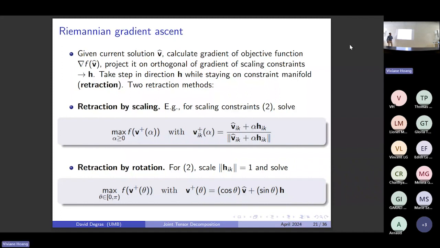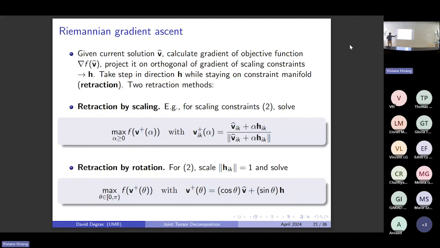This is one strategy. The other strategy is to use some idea of rotation. And so if we scale the search direction h to have norm 1, then we can take a linear combination between our current solution and this. And if I put the right coefficients, so cosine of an angle, sine of the same angle, take the square norm, you still get what you want, 1. And so now the problem is to find the best angle, best rotation.